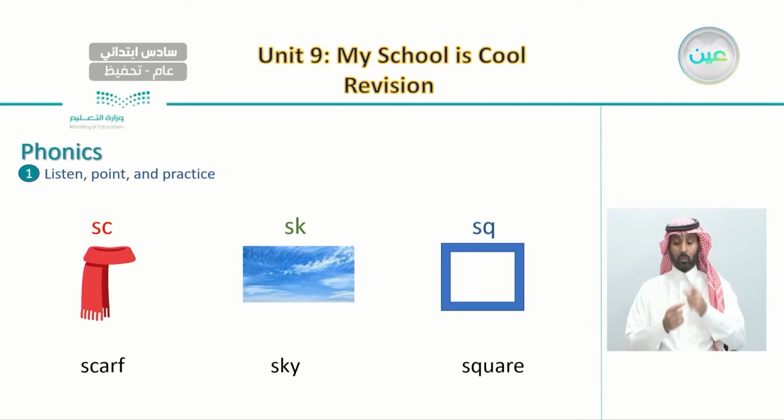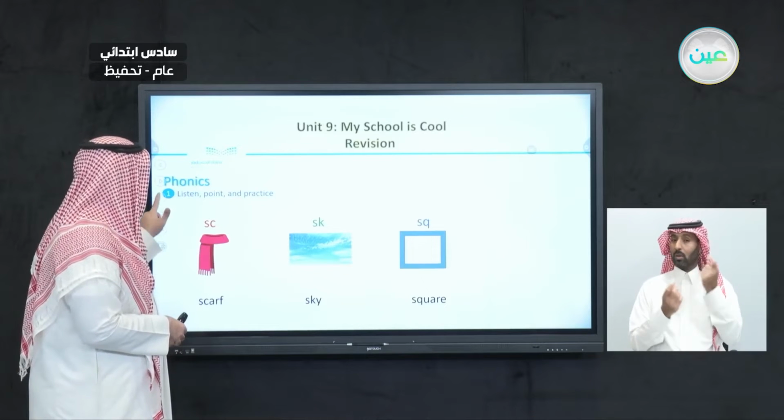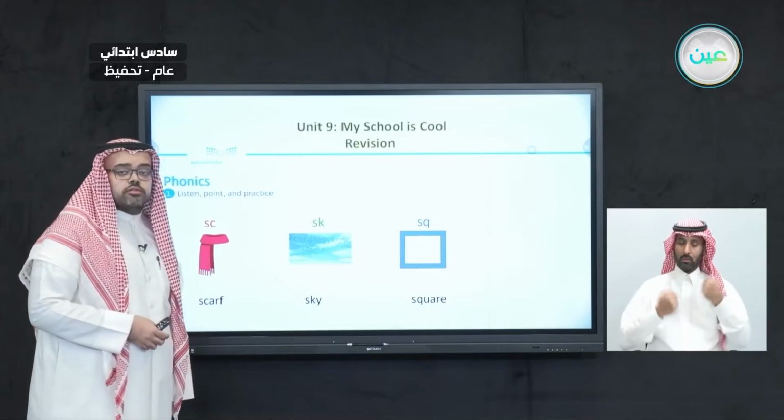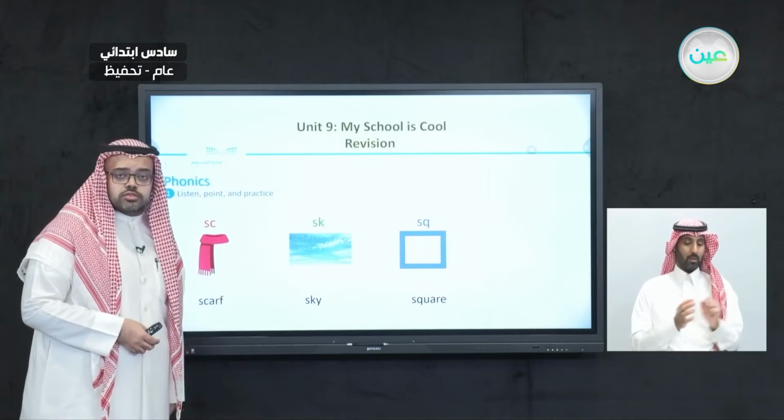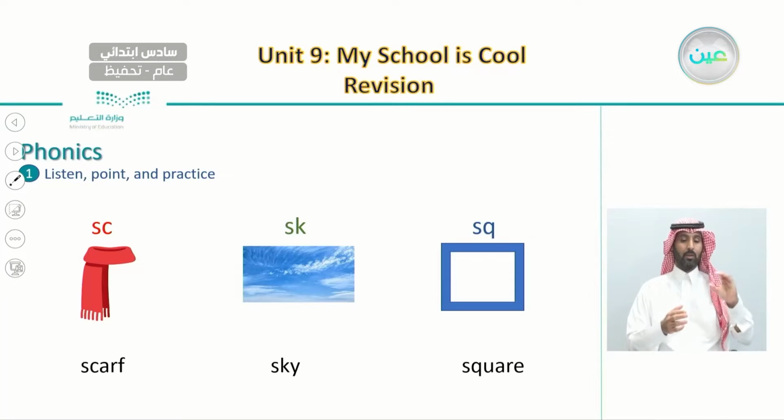So, quick revision of our last lesson. In our last lesson, we did many interesting exercises. As for the first one, we talked about how we need to listen, point, and practice words that start with these sets of letters: S and C, SK, and SQ. In order to practice these sets of letters, we need to memorize and know the sound of each of them by using different words.